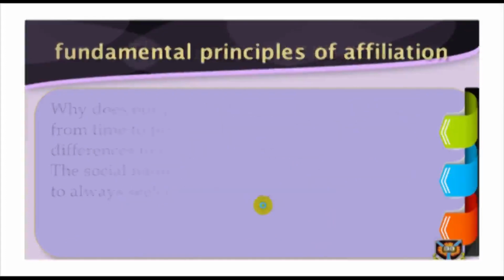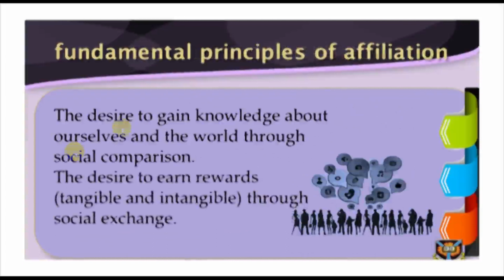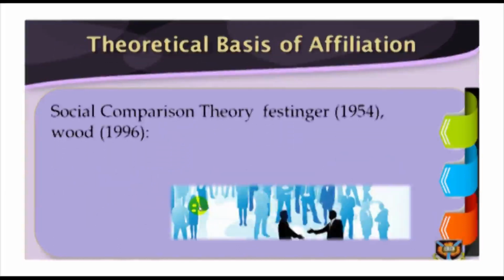In order to explain this need, Franzoy identified two factors: the desire to gain knowledge about ourselves and the world through social comparison, and the desire to earn rewards through social exchange. These two dimensions have proved to be the theoretical bedrock of explaining our needs to affiliate.